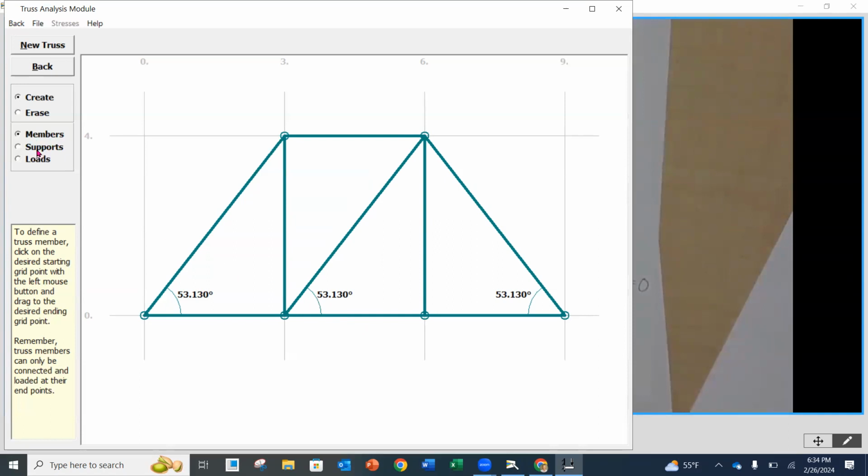Now that was my members. I'm going to now put my supports in place. I'm going to click on my supports. It always does the roller first. So I'm just going to click down. It's going to show me a roller. I want my roller at D.